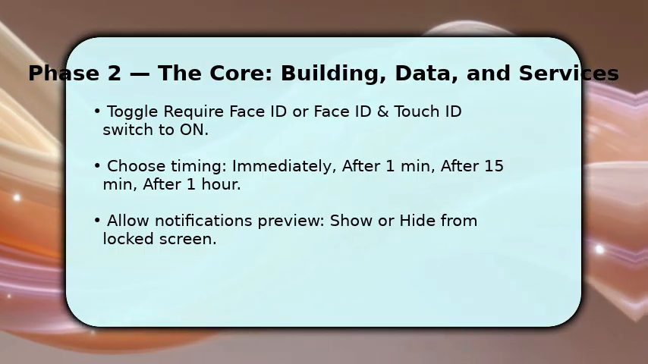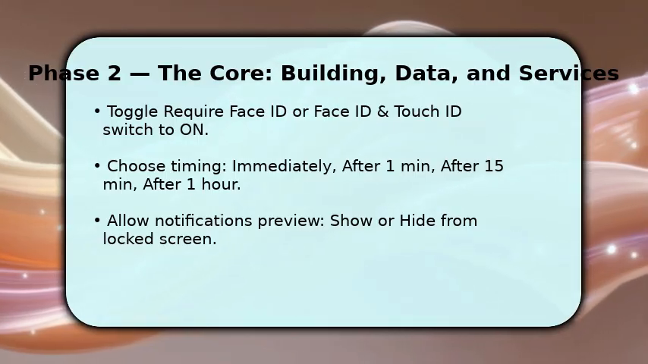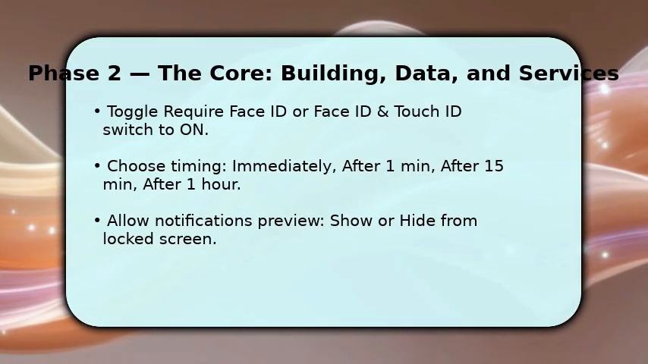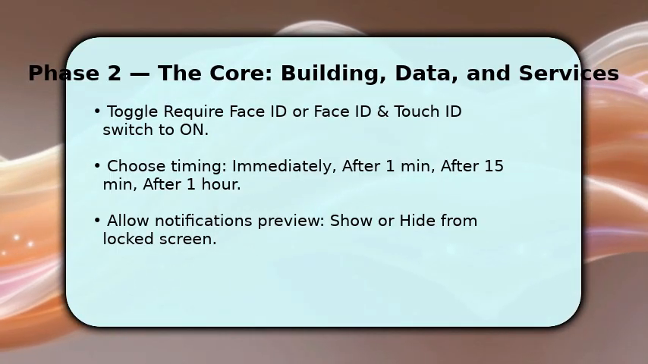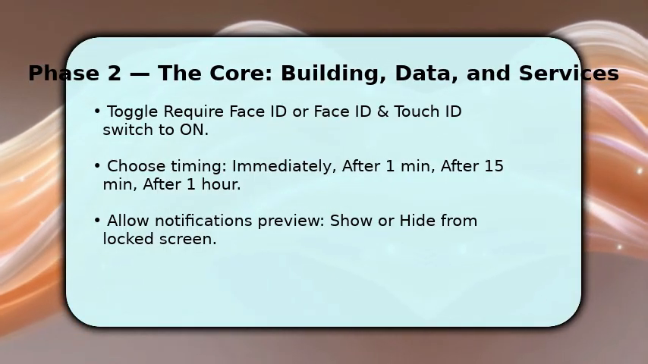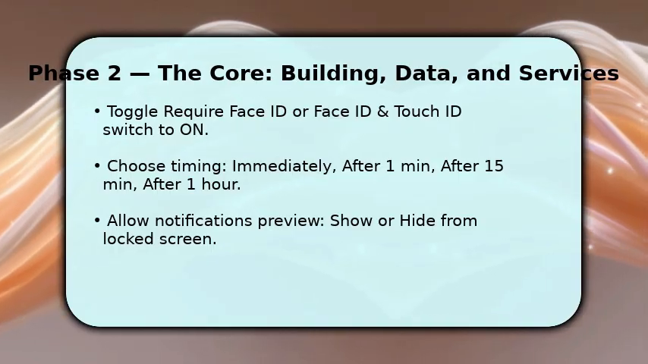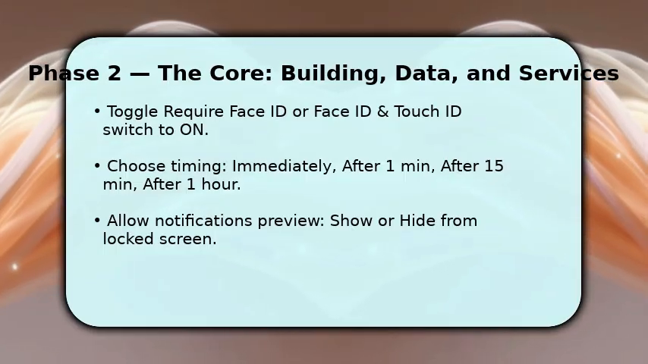You'll be asked to pick how quickly Face ID locks the app. Pick immediately for maximum privacy, or a delay if you reopen often. Once done, WhatsApp uses the iPhone's Face ID prompt when you reopen the app. This avoids a second password. If you allow notification previews, they may show on your lock screen, so adjust that setting for message privacy.